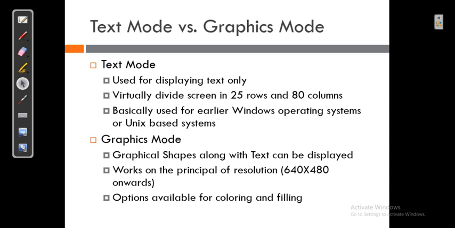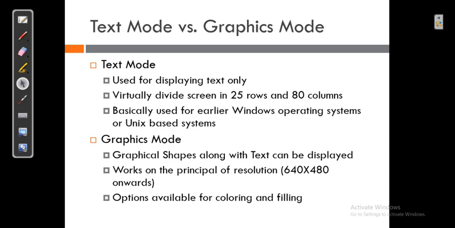But graphics mode is based on the principle of resolution. Resolution, we all know, is defined as the total number of pixels on a screen arranged in rows and columns. Here I am giving an example of resolution 640 by 480. This is the minimum resolution nowadays, even on mobile phones. Earlier this was considered a very good resolution.